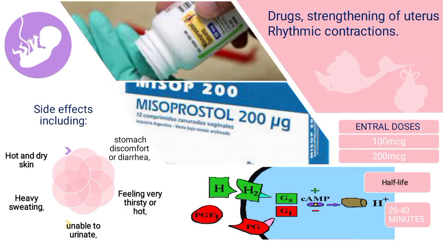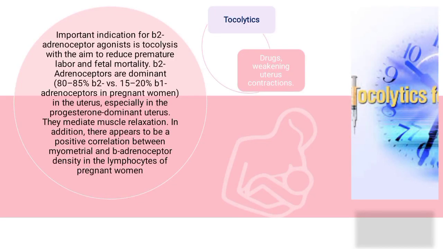The side effects of misoprostol include stomach discomfort, feeling very thirsty or hot, being unable to urinate, heavy sweating, and hot and dry skin. The enteral doses of misoprostol are 100 microgram and 200 microgram, and its half-life is about 20 to 40 minutes. Now about the tocolytics.